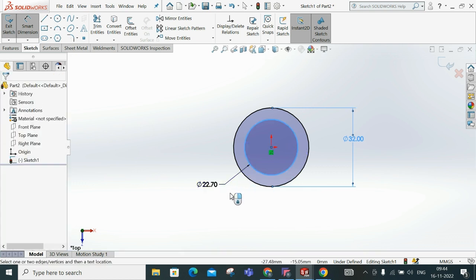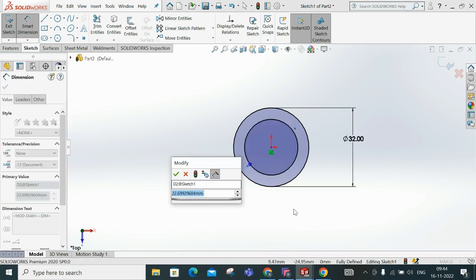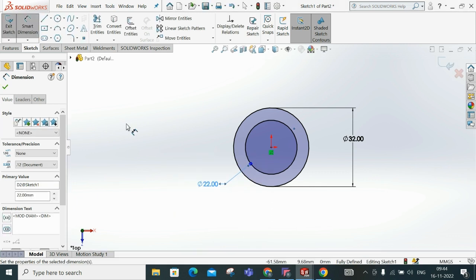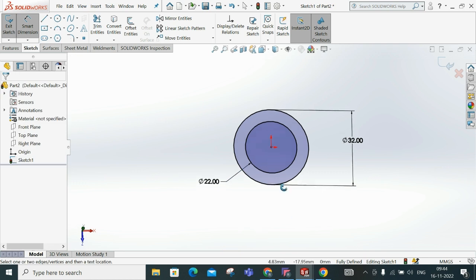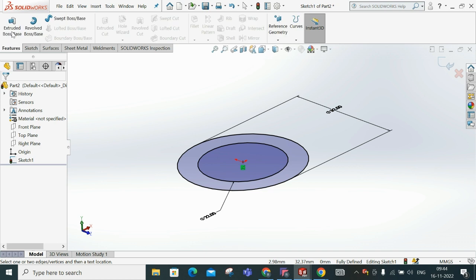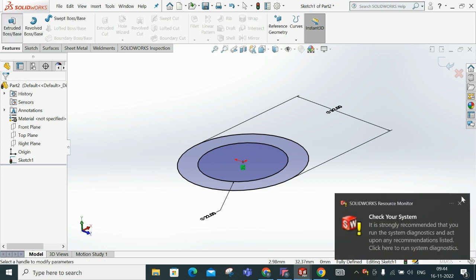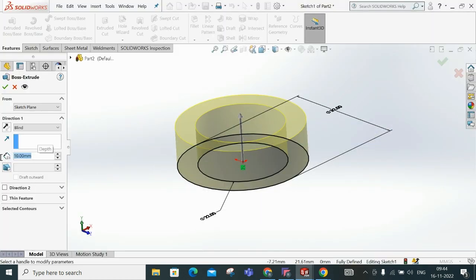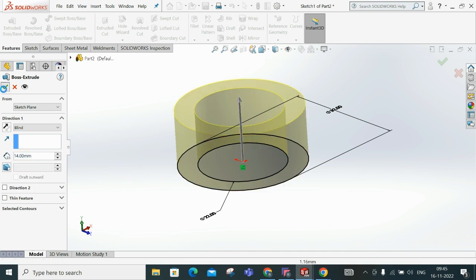Okay, fine. And then it is having a height of 40. 40. Okay.